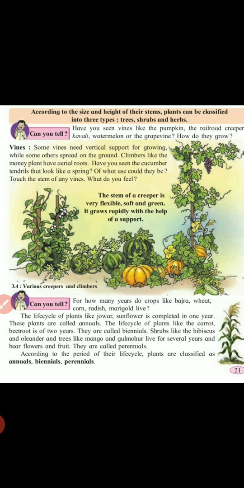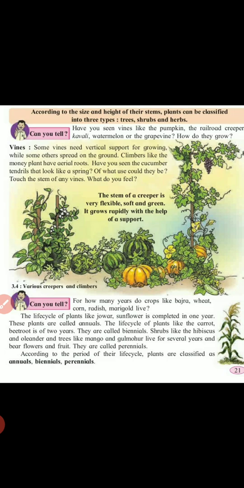Today we are going to learn about the next part in the third chapter, diversity in the living things and their classification. So we have started the classification of plants. In the last video we finished the classification of plants according to their stems. We learned three types: trees, shrubs and herbs. Today we are going to learn the next part.